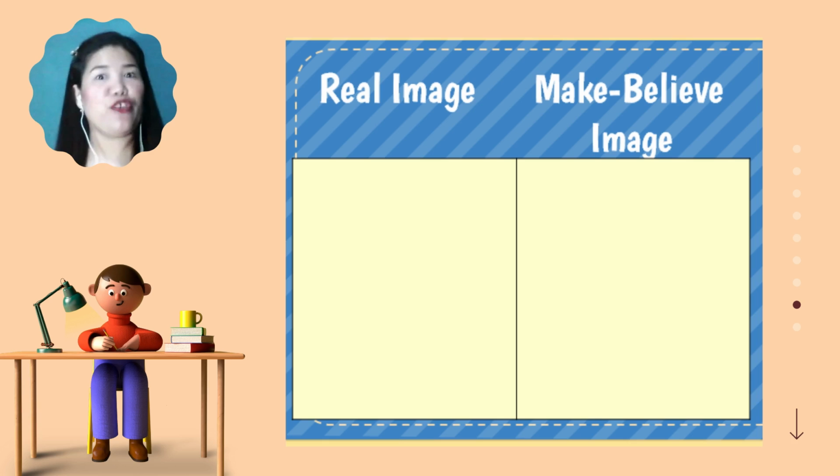Now you are ready to make your own drawing. Again, your drawing will be based on the poem that we have read a while ago. As you can see on your screen, you will make this in your own notebook. You will make two columns, one column for real image and another column for make-believe image. Consider the rubric that we have discussed a while ago. You can make your drawing a little colorful and, of course, have fun in drawing. Enjoy!